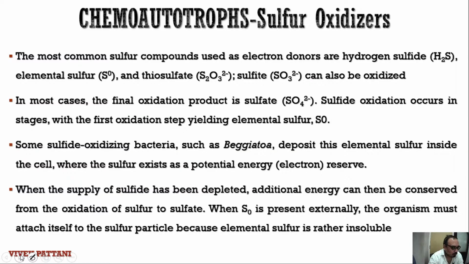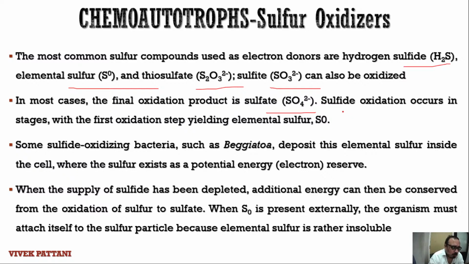Each of these bacteria has a different pH for its growth. Most of the common sulfur bacteria use different compounds, and as we are going to study just oxidizing ones, the electron donors are hydrogen sulfide, elemental sulfur, thiosulfate, or even sulfite. In most cases the final oxidation product will be sulfate.